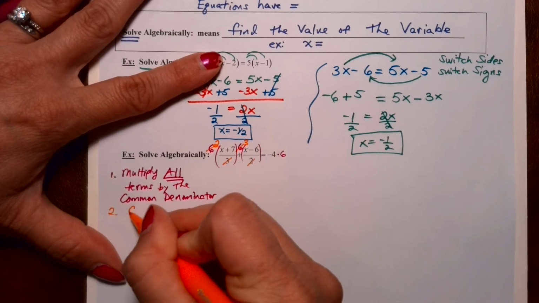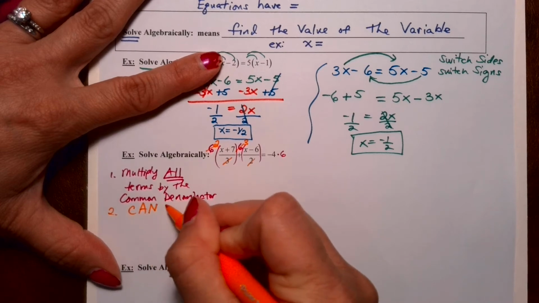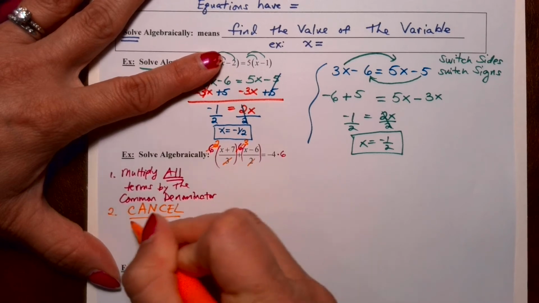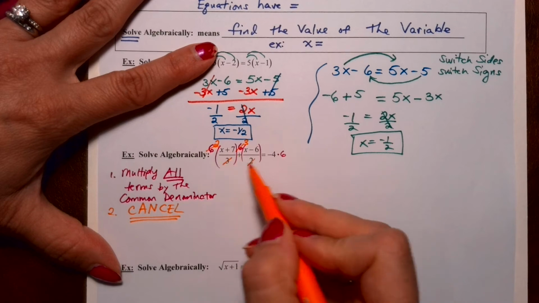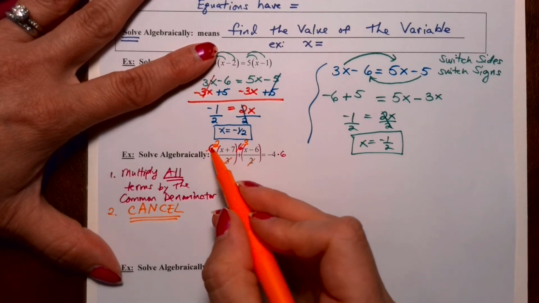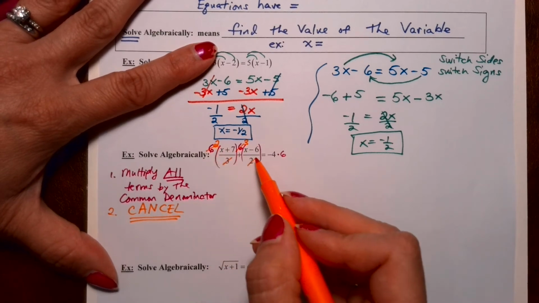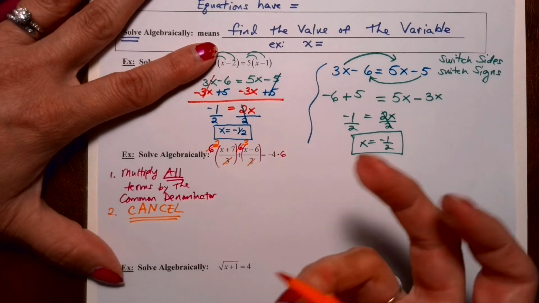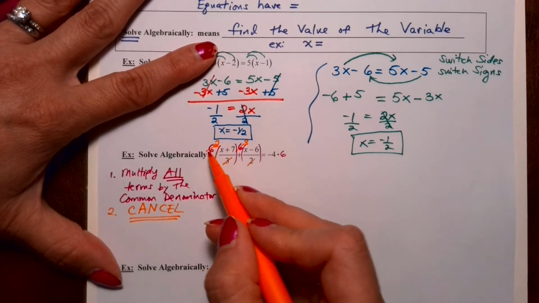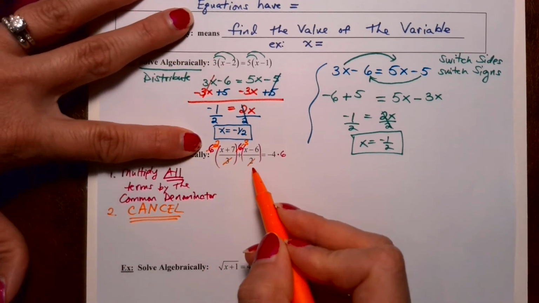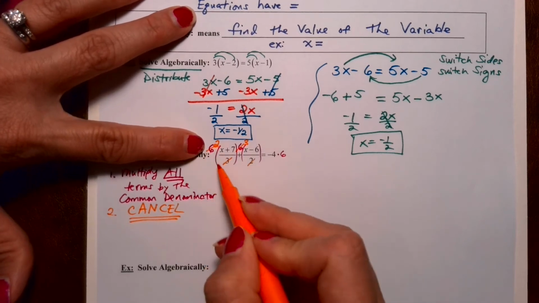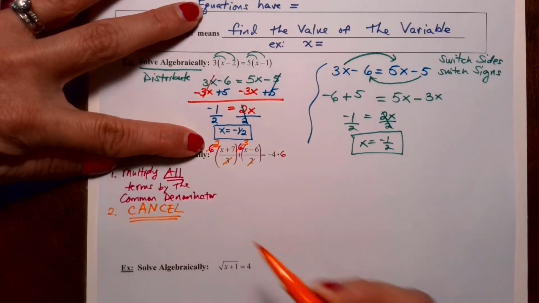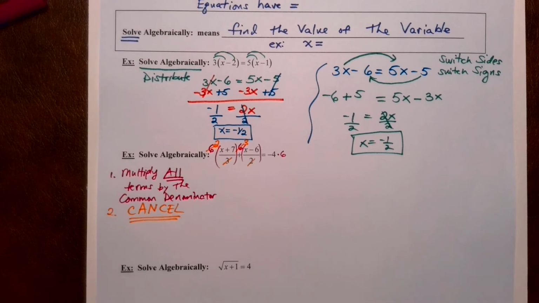So step 2 is to cancel. I'm going to write this in capitals. Okay, it's the most important step. All right, is that always going to happen where both the denominators get canceled out? Of course that's going to happen. You picked 6 because it was the common denominator. All the denominators better cancel. Otherwise, you didn't pick the common denominator.